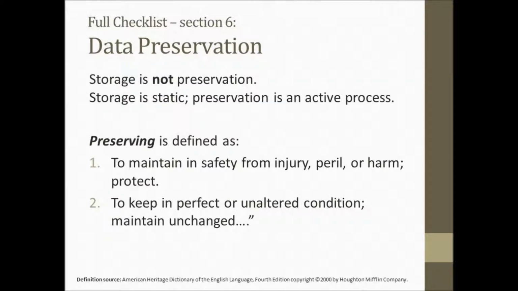So the last thing is data preservation. Preservation is not storing data. Storing data is just where you put it, like what medium it's in and where it's physically located. Preservation is an active process, and so I use the American Heritage Dictionary definition here. It's to maintain in safety. It's to prevent harm and injury. It is also to keep perfect or unaltered or unchanged, but also, at least for libraries, librarians, and archivists, we also think about keeping it accessible too.